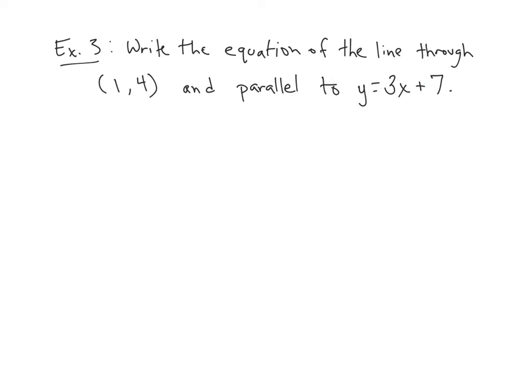All right, let's take a look at a third example here. We're going to write the equation of a line through the point (1, 4) that's parallel to the equation y equals 3x plus 7.